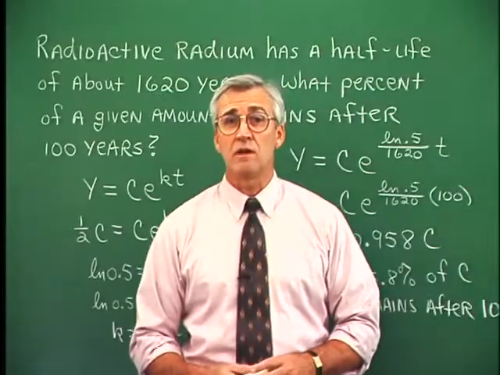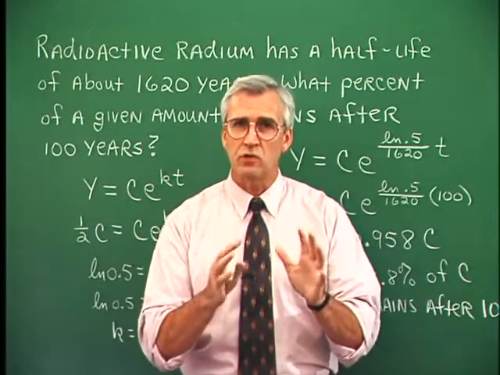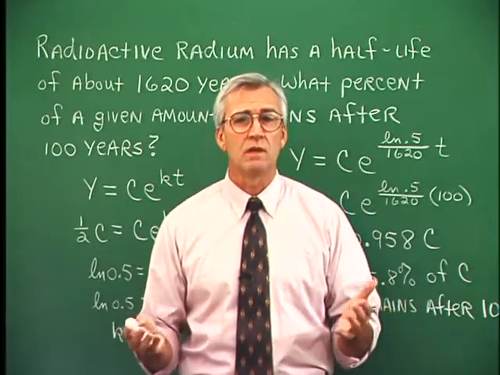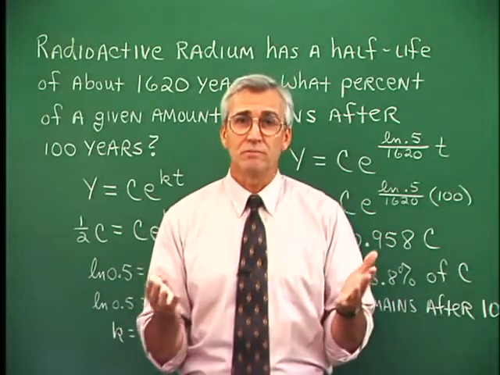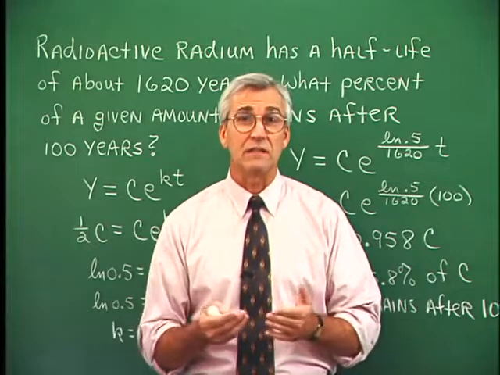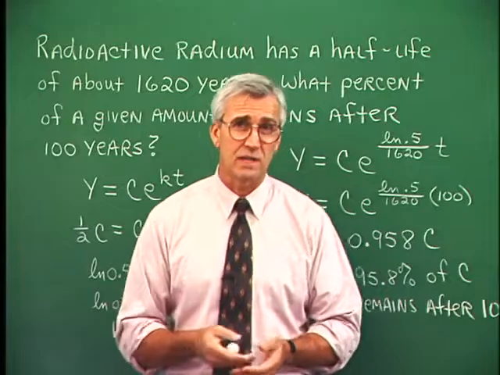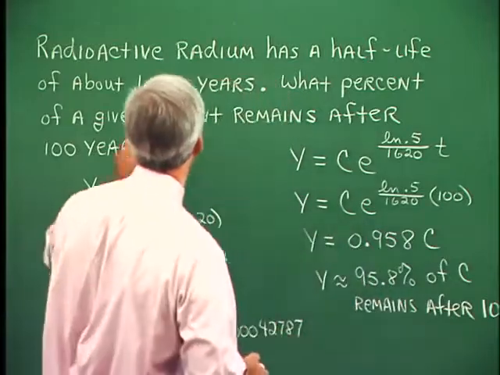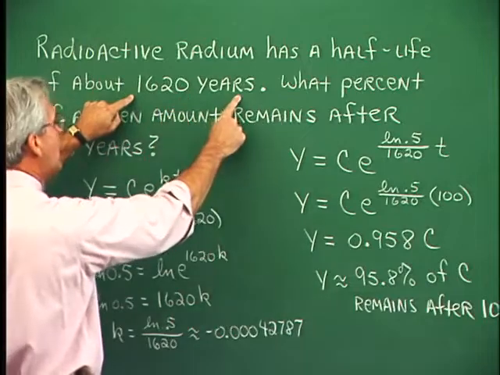This next problem involves radioactive decay. We still use the exponential model that we were using before. Now, radioactive material is quite nasty because of two characteristics. One characteristic is that it's highly toxic. The other characteristic is that it stays around an awfully long time. For example, radioactive radium has a half-life of about 1,620 years.